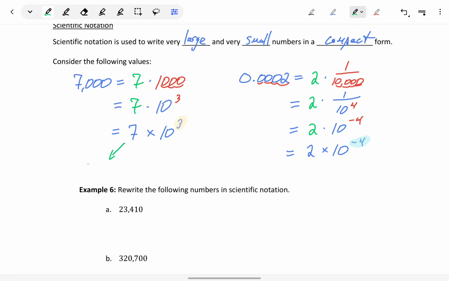So we can think of this 7 as 7.0, however many zeros we want to add on there. And then that 3 is telling us how many places to move the decimal to get back to the original value. So in this case, 1, 2, 3 gives us that 7,000.